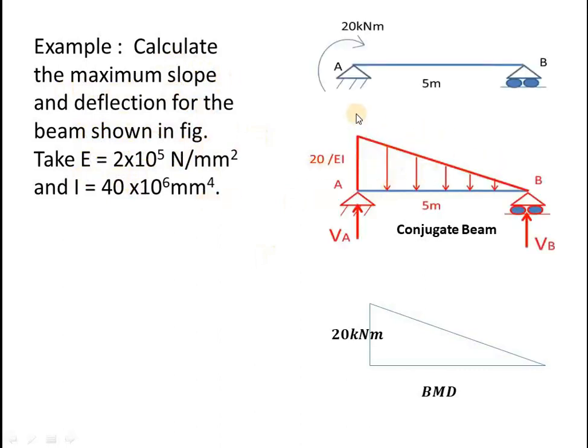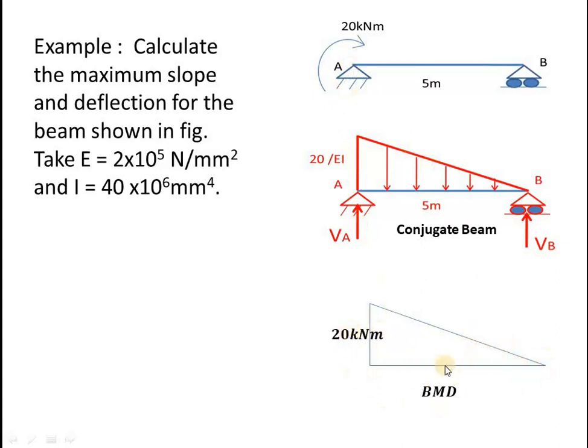This is the problem. AB is a beam, and a 20 kN moment is given at A. This is the given beam, and this is the conjugate beam. If you draw the bending moment diagram for the given beam AB, it will be like this: 20 kN moment at A and 0 moment at B. So it will be a triangular shaped bending moment diagram.